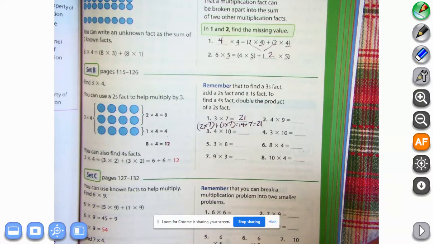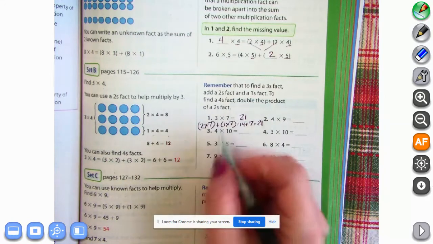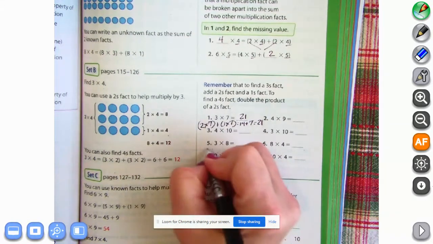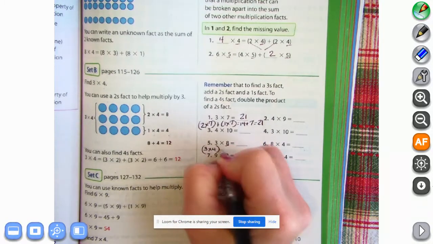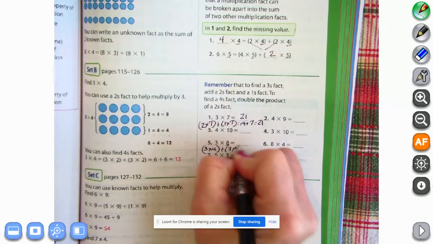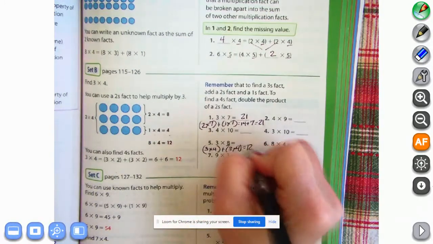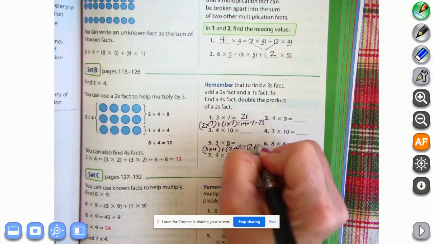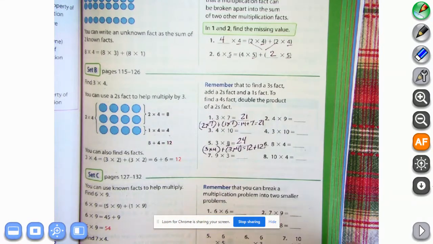Let's skip down and do this one, 3 times 8. Let's break up the 8. We'll do 3 times 4 plus 3 times 4 is equal to, 3 times 4 is 12. 3 times 4 is 12. And if we add them together, we get 24.